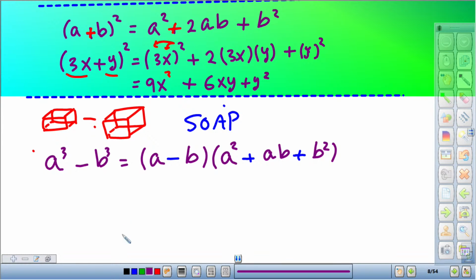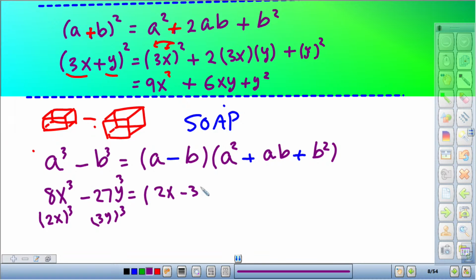Let's just take a quick example here. I'm going to say, let's have 8x cubed minus 27y cubed. Well, what's being cubed here is the 2 and then the x. That's what's being cubed. How about this one here? It's the 3 and the y. That's what's being cubed.